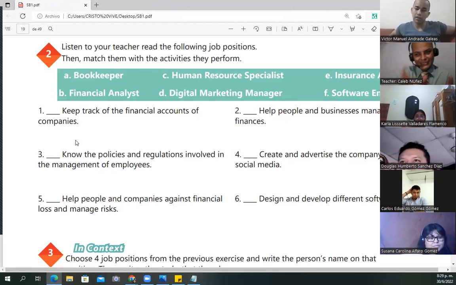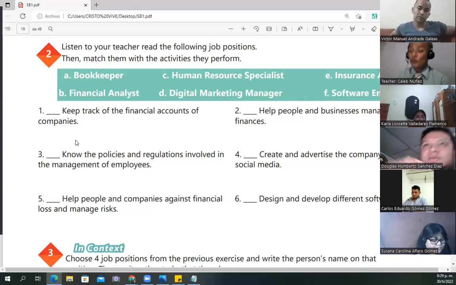Puede ser el manejo en sí de los empleados, ¿verdad? Y también puede ser el área de la empresa, right? Como gerencia, management. You have to talk to management. Tenés que hablar con gerencia. Policies, what is policies? Políticas. Okay. Know the policy. What do you think? Letter C. Correct. Human resource specialist. Specialist. Good job. All right.